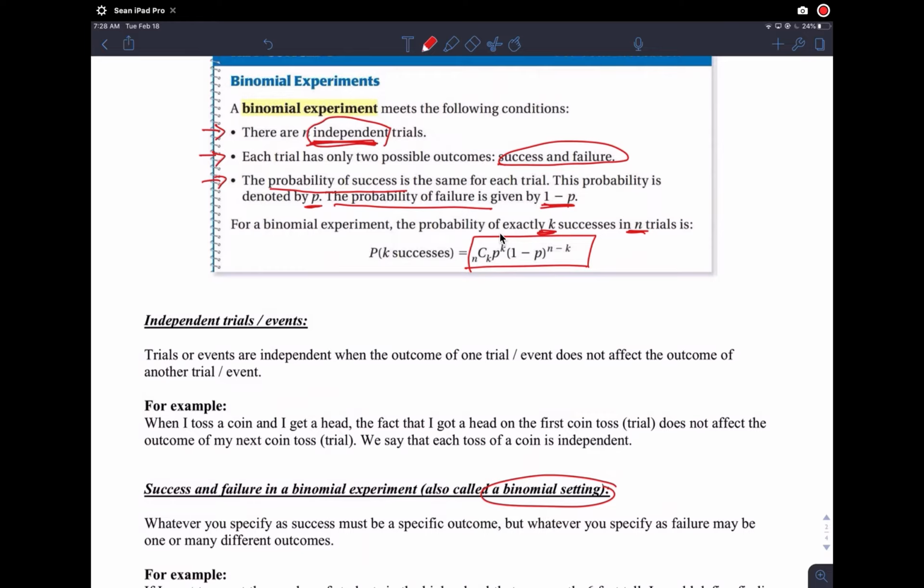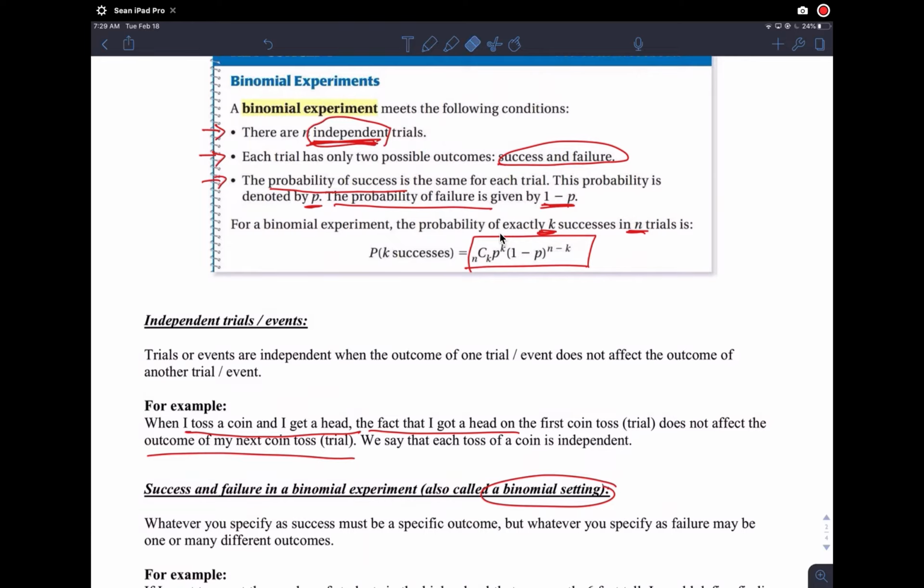But independent means that one trial doesn't impact the outcome. The outcome of one trial doesn't influence or impact the outcome of another trial. So coin tossing is an excellent example of this. When I toss a coin, I get a head. The fact that I got a head on the first coin toss does not affect the outcome of my next coin toss. Okay? So coin tossing is an independent process. Those trials, each coin toss, would be called independent of each other. They don't affect each other.